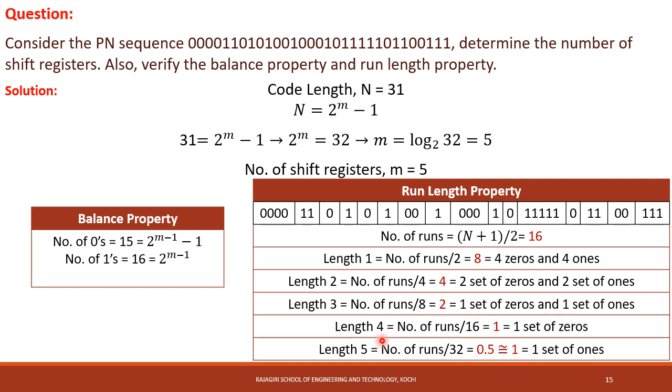Now, continuing this procedure for length 4, it is 1/16, which is equal to 1. We are having 1 set of 4 zeros. For length 5, it is 1/32 of the total number of runs, which is equal to 0.5, approximately 1, and we are having 1 set of 5 ones. Now when you add up all the runs, that is 8 plus 4 plus 2 plus 1 plus 1, we get 16. Hence, the run length property is satisfied.